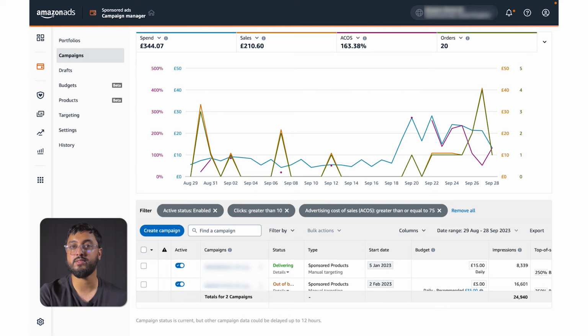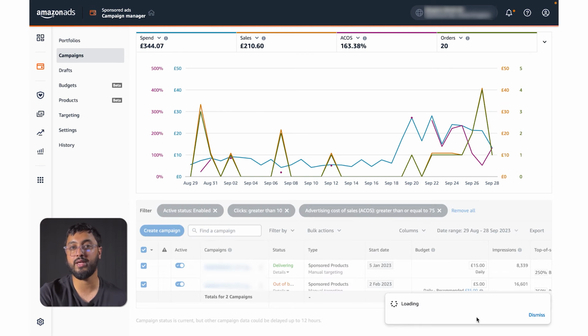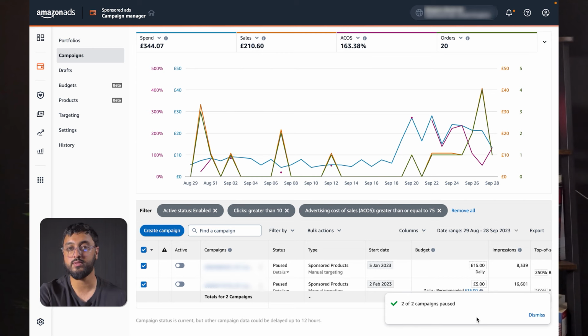Now, these campaigns are not really worth it for me. The majority of these are not effective at all. They're not getting many sales and they're just losing me money. So I'm going to go ahead and pause all of them. And the 1 or 2 campaigns that have a reasonable amount of orders but a higher ACOS, I'm going to apply the previous strategy and reduce the bid by about 10%.